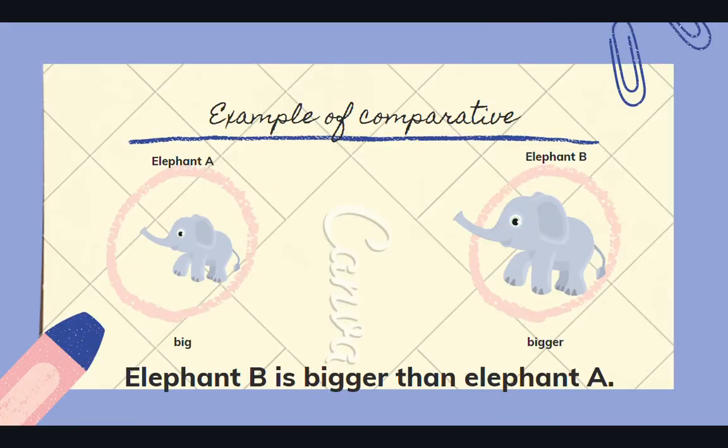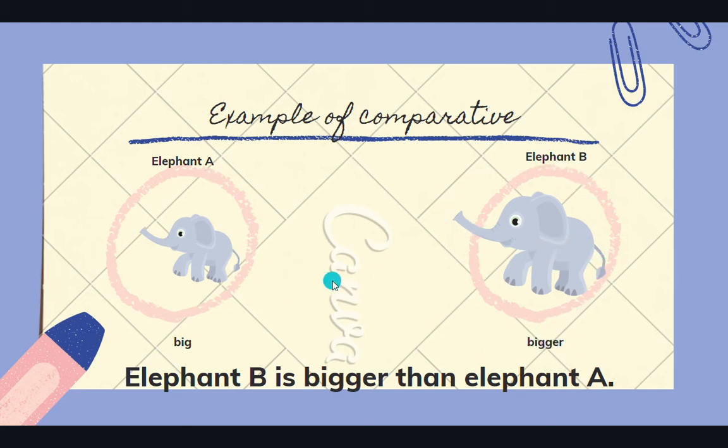This is the example of comparative adjective. As you can see in this picture, there are 2 elephants. How many? Very good. 2. 1, 2. Elephant A and elephant B. So there are 2 elephants. Elephant A is big. Elephant B is bigger.